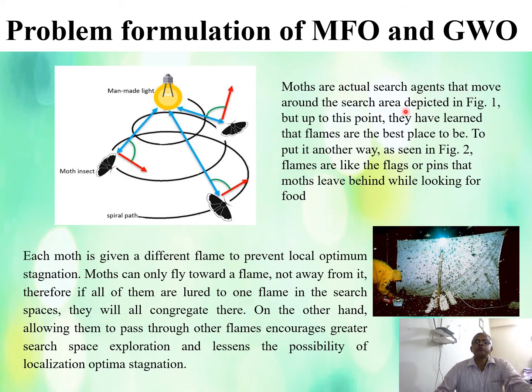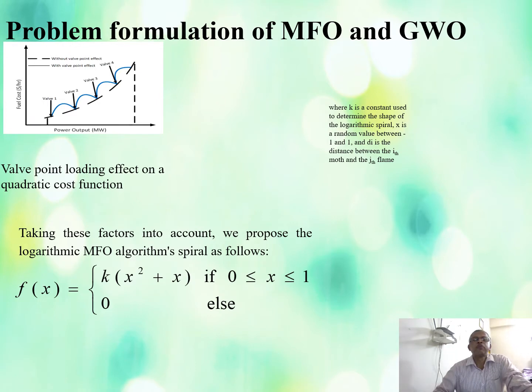Moths are actual search agents that move around the search area, as we can see in figure 1. But up to this point, they have learned that flames are the best place to be. To put it another way, as shown in figure 2, flames are like flags or pins that moths leave behind while looking for food. Each moth is given a different flame to prevent local optimum stagnation. A moth can only fly toward a flame, not away from it. Therefore, if all of them are lured to one flame in the search space, they will all converge there. On the other hand, allowing them to pass through other flames encourages greater search space exploration and lessens the possibility of local optimum stagnation.